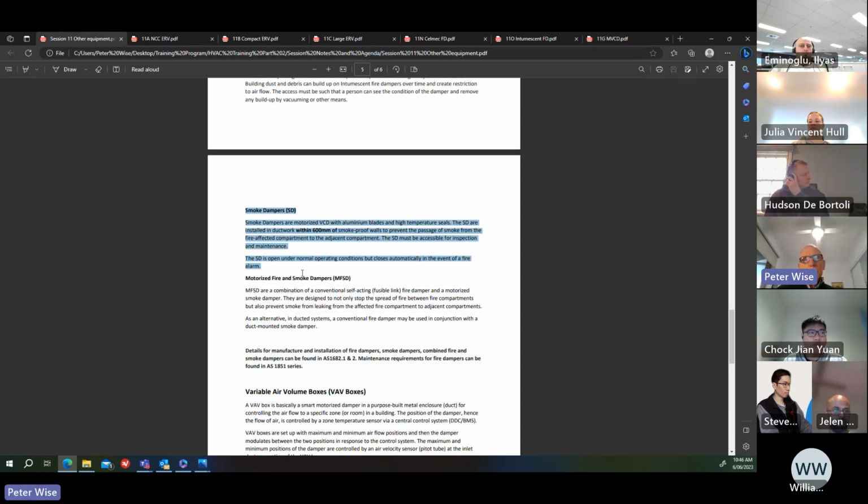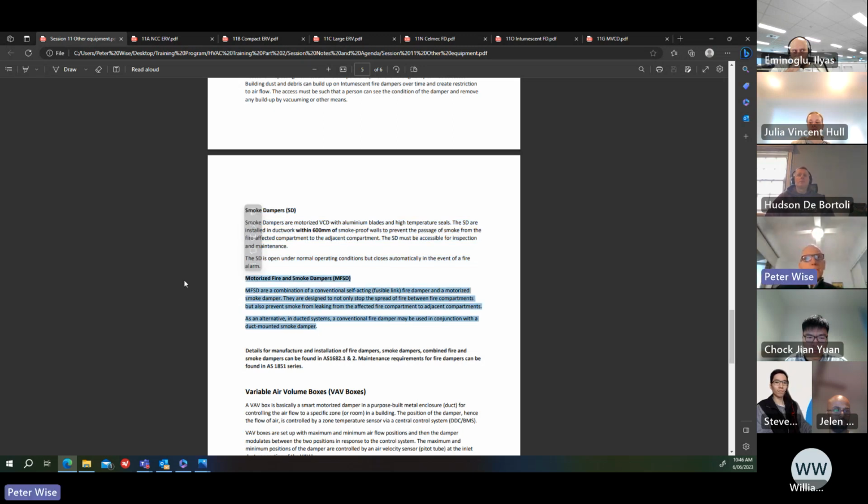The maximum leakage is a requirement under AS... Can't remember the number. It might come to me. Sorry. In the fire testing code, anyway, a certain amount of leakage is allowable. So the smoke dampers are normally open under normal operating conditions, but they'll close automatically if there's a fire alarm.